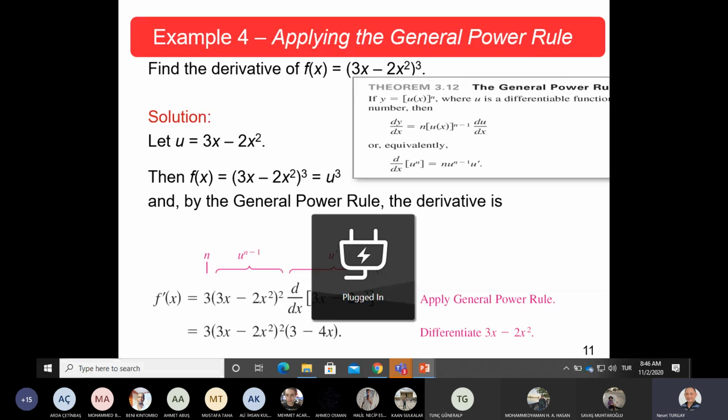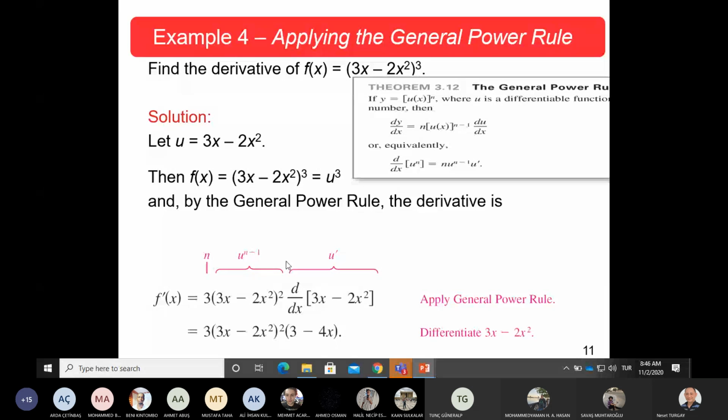So this is the answer. Did you see what I did here? If you want to use u, this is u to the power 3. What does the rule say? And what is n? n is 3, 3 comes to the front. Then u to the power n minus 1.